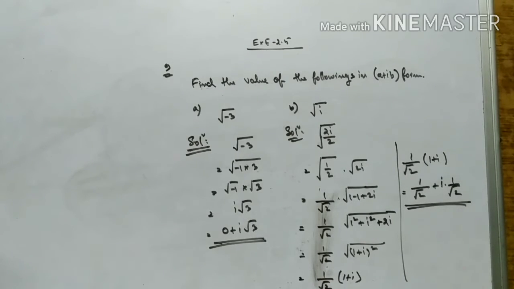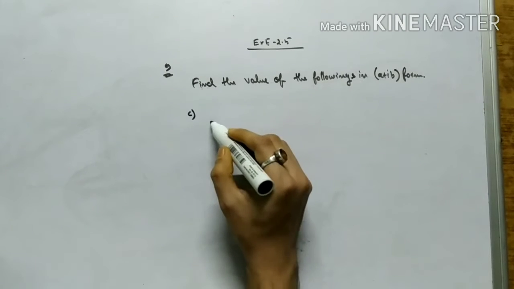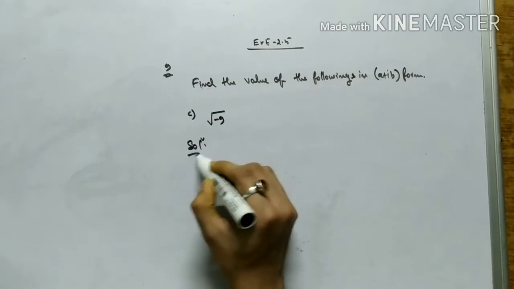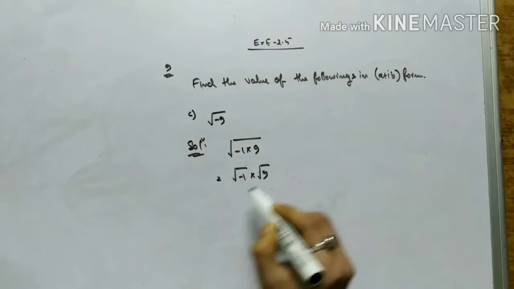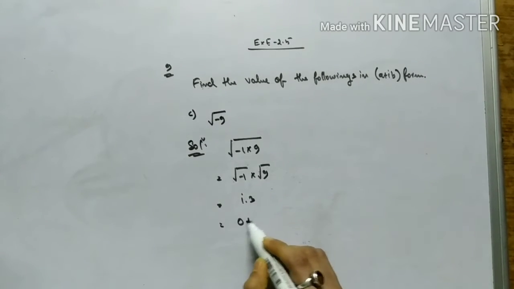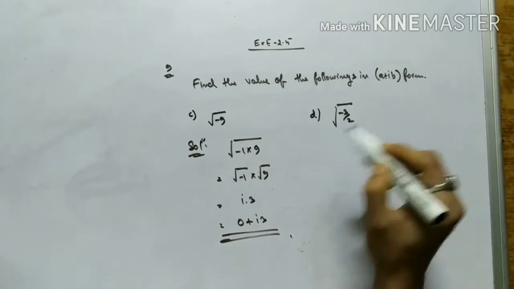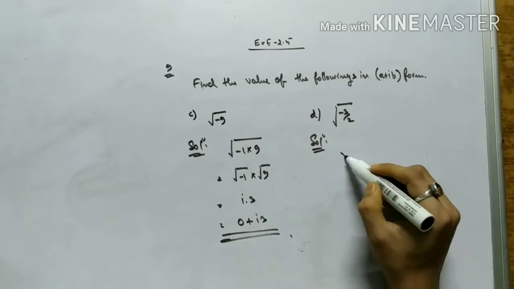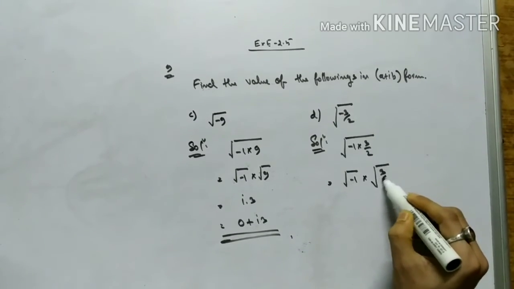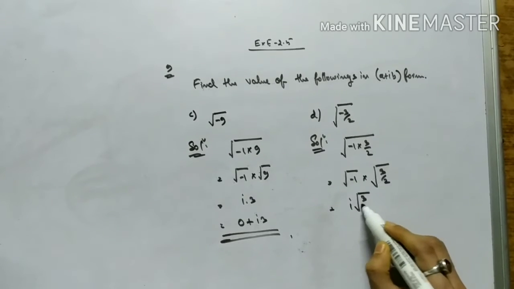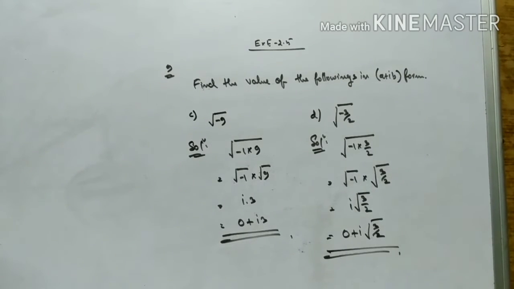So next, question number C, root over minus 9. This one is minus 1 into 9, minus 1 into root 9. So this is I3, 0 plus I3. Next, number D, root over minus 3 by 2. So this one you can write as root over minus 1 into 3 by 2. Root over minus 1 is I, root over 3 by 2. So this is equal to 0 plus I root over 3 by 2. This is your answer.